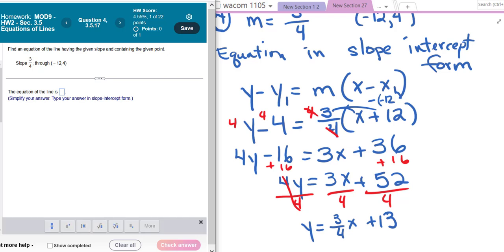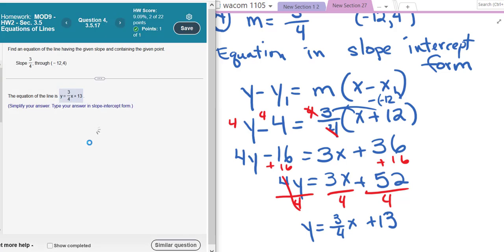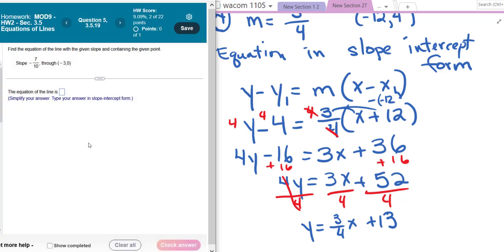And again, we have to put y equals with it. Make sure you get out from under your fraction to put your x. Good. That was 4. So I did pick 5.